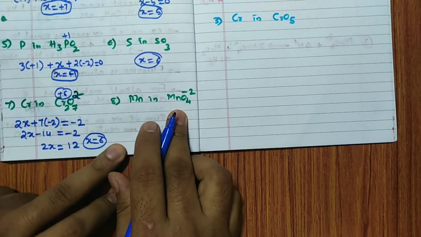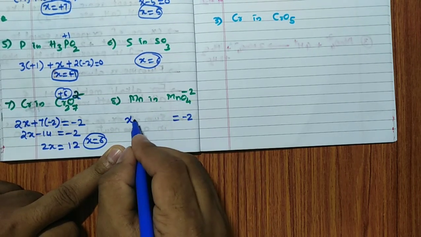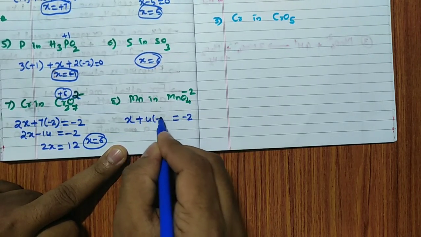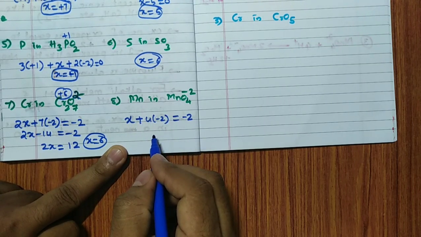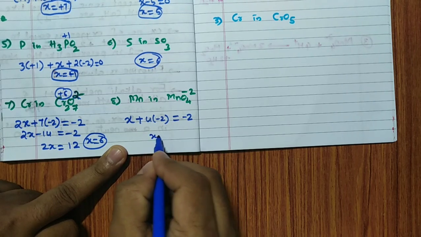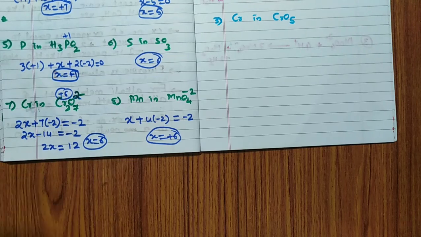Like that. See here. Charge total is equal to minus 2. Mn is X. Plus 4 into minus 2. Right? So X minus 8 equal to minus 2. So X is equal to plus 6 you are going to get. Like this you have to calculate oxidation state.